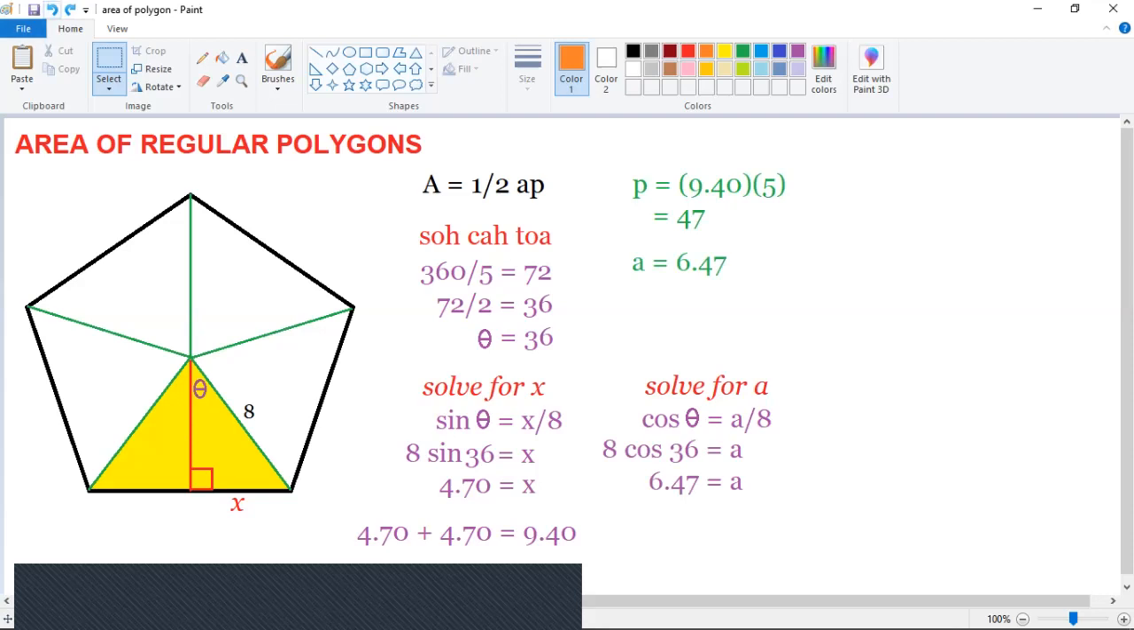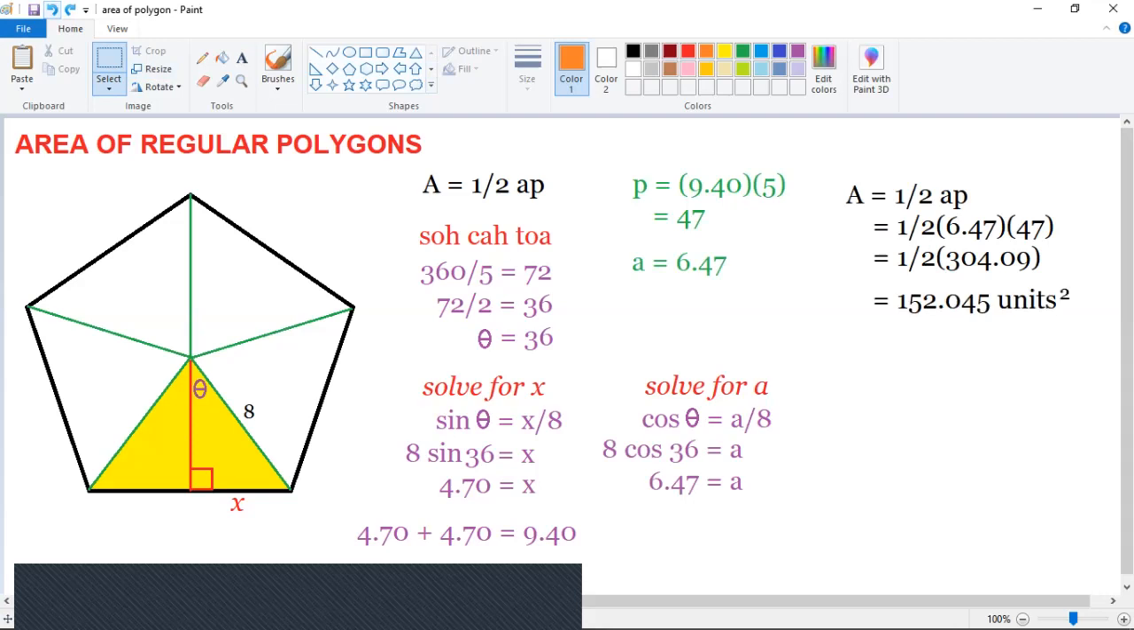Now we're ready to solve for the area of the regular pentagon, because we already have the apothem, which is 6.47, and the perimeter, which is 47. Plugging in the values, we get 152.045 units squared. This is the area of the regular pentagon. We say units squared again because there are no units given for the values.